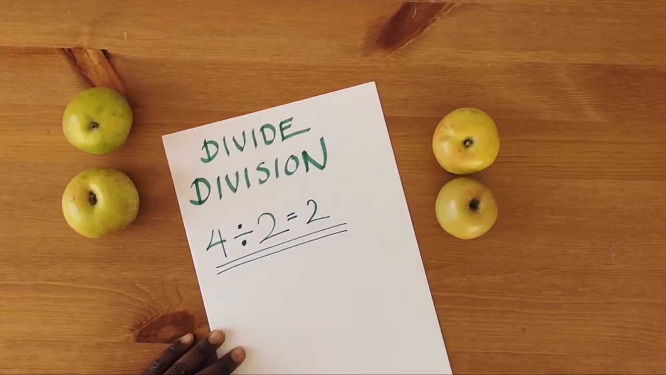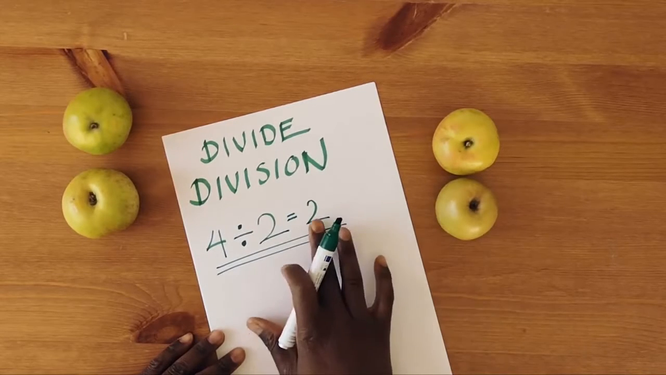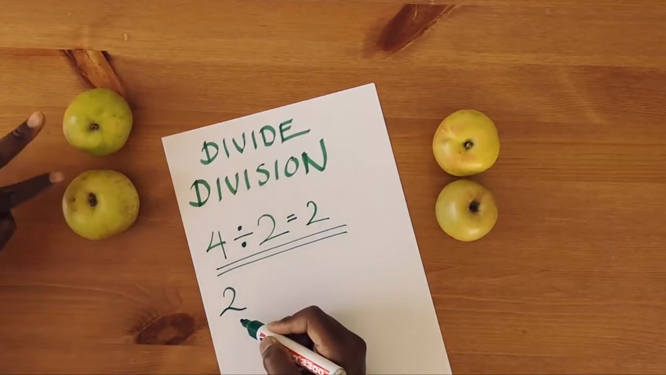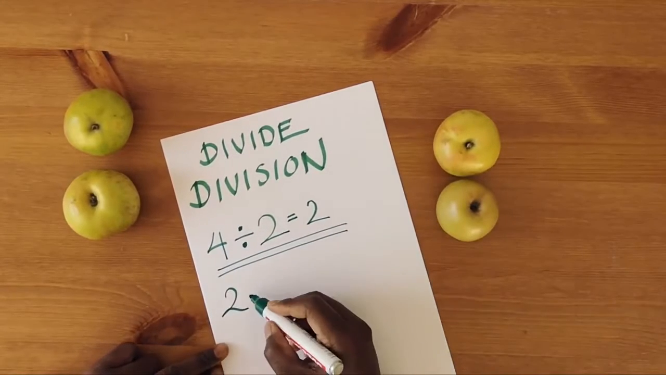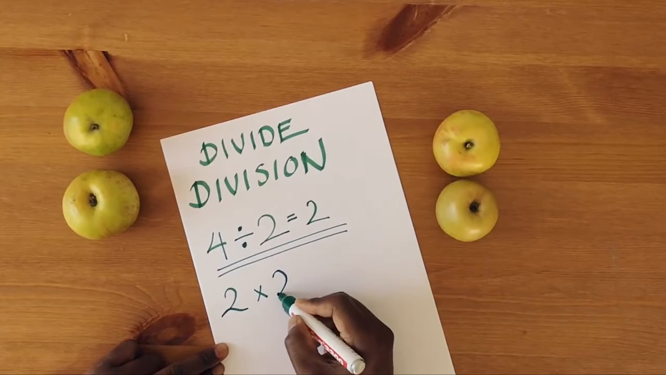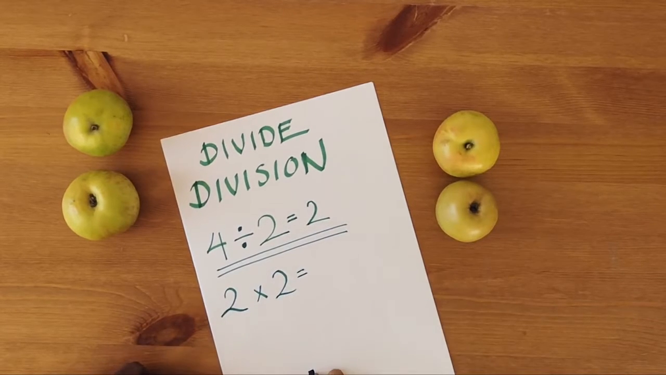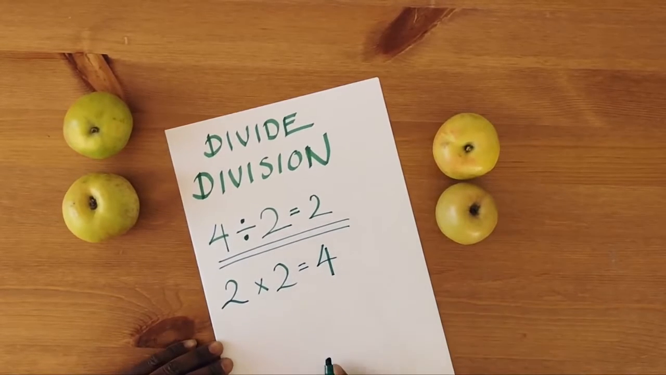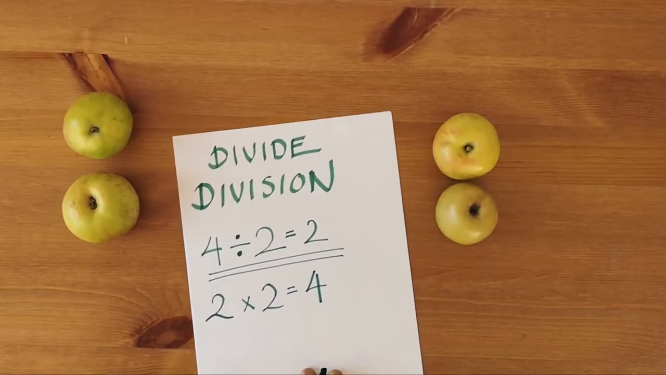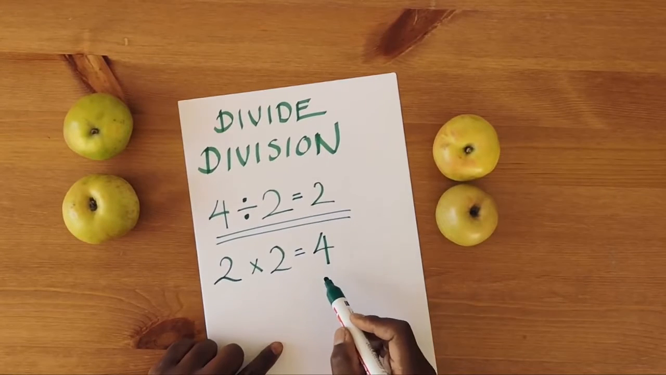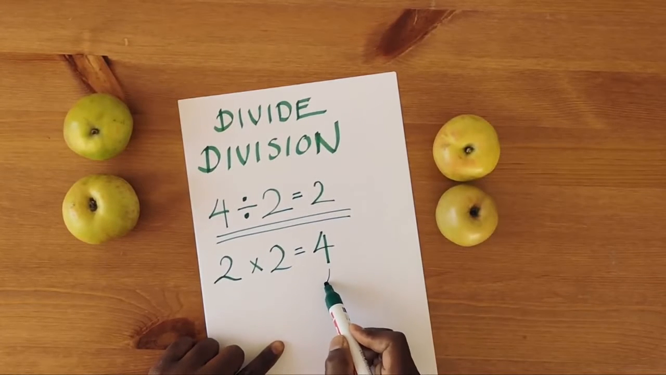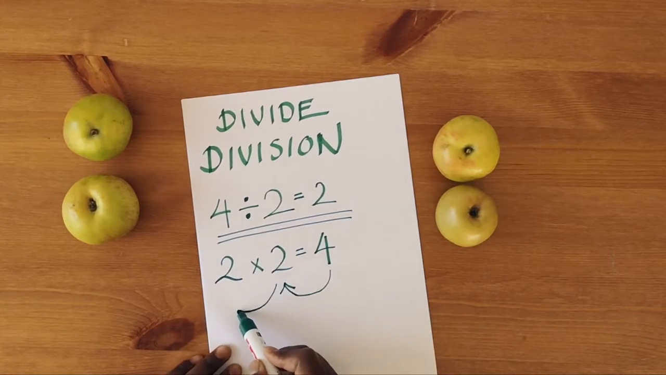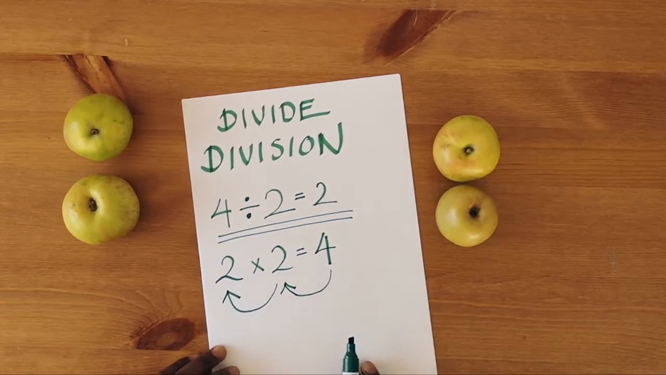Now you might notice that division is the opposite of multiplication. Let me show you. 2 times 2 equals 4. We did this before in multiplication in the previous episode. Now if you go the opposite way, you say 4 divided by 2 equals 2.